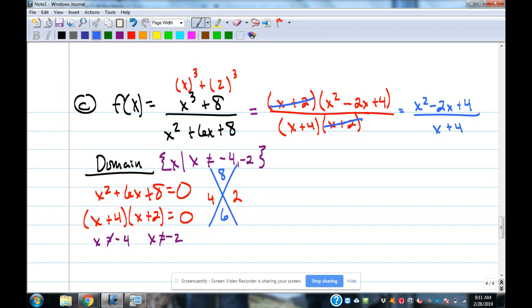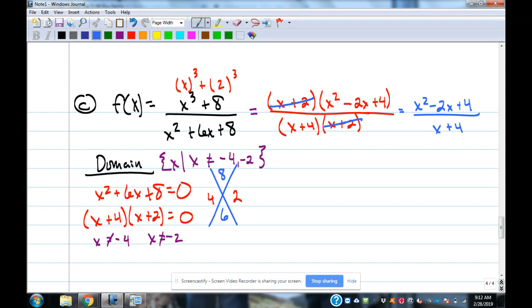So the degree of the numerator is bigger than the denominator by how much? 1. If I look at the original, 3 over 2, 3 is 1 more. If I look at the simplified version, 2 over 1, still 1 more. Okay, so it's still the same result.